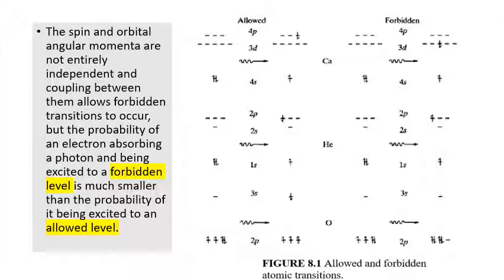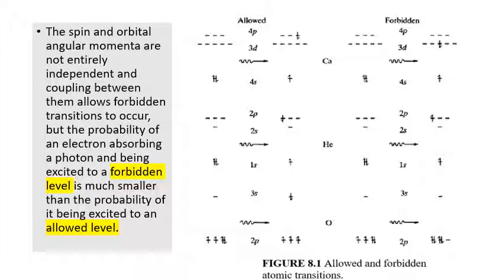Forbidden transition means a type of transition where there are some selection rules, and if these selection rules are not followed, then the transition will be forbidden, energetically unfavorable.